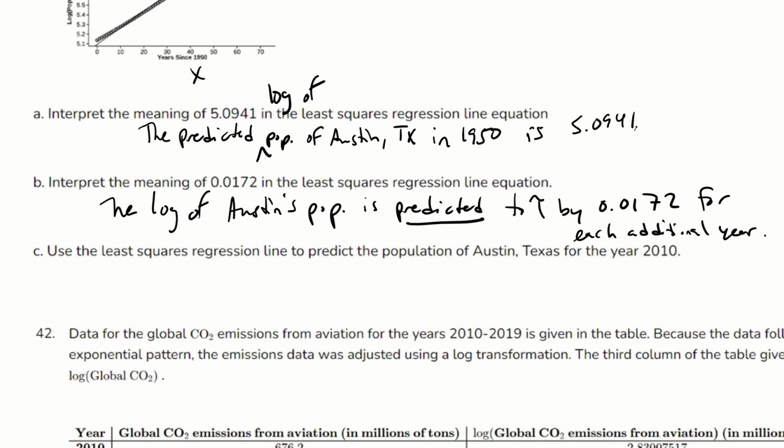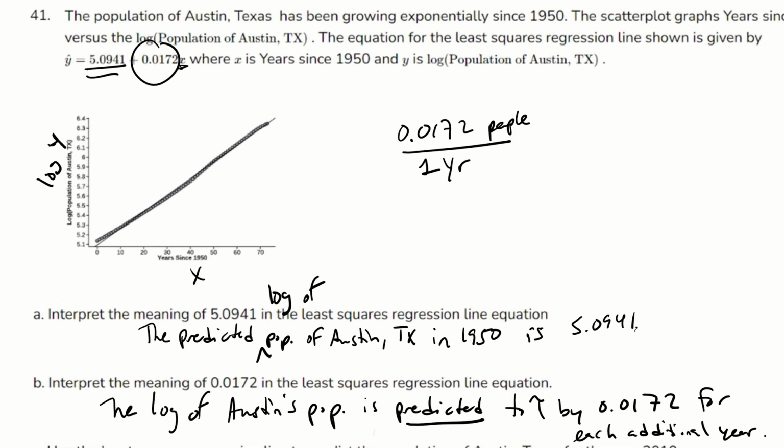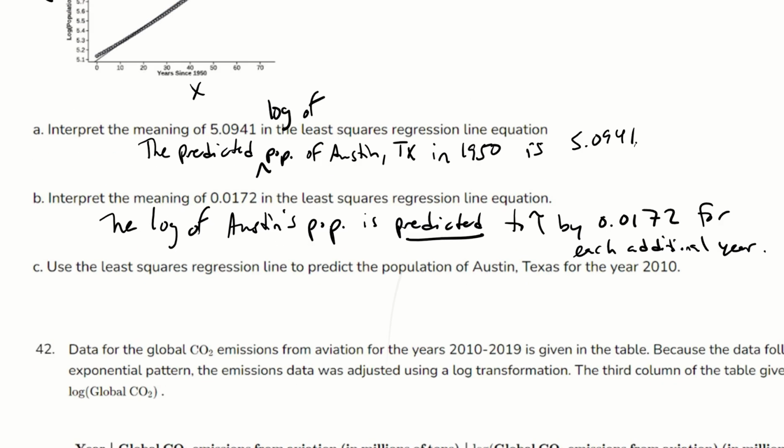All right, so for part C, use this least squares regression line to predict the population of Austin, Texas for the year 2010. All right, so let's write down the equation.